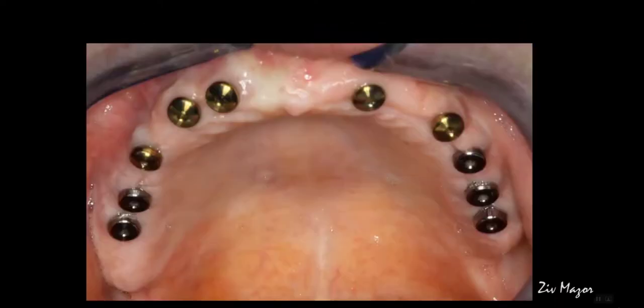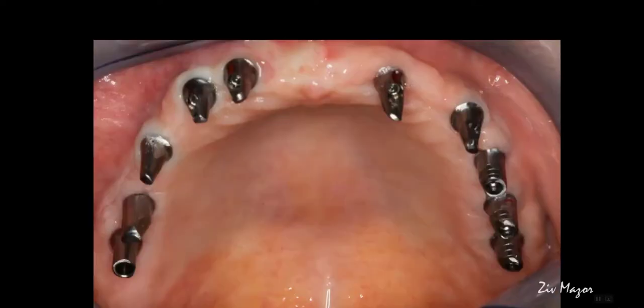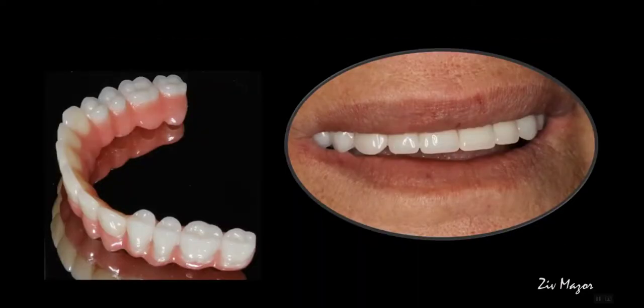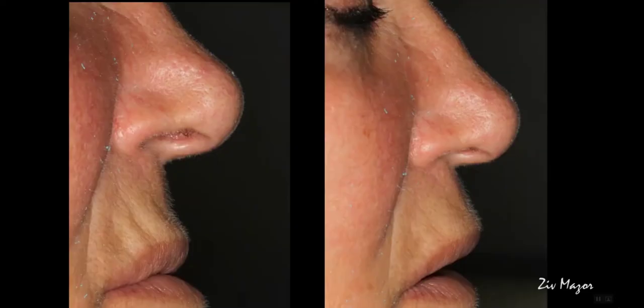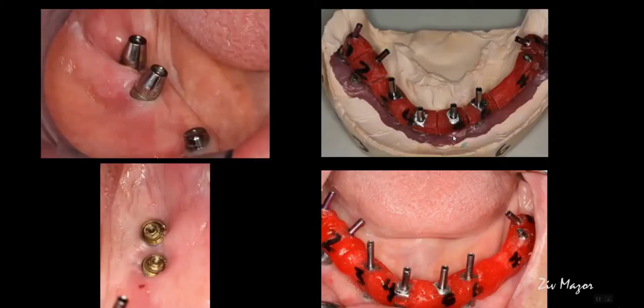Next stage is uncovering of the upper implants. And in this slide, you can very nicely see that we gained a lot of keratinized gingiva. Now, why did we gain the keratinized gingiva? Mostly because of the use of PRF. So we can seat abutments now and construct a temporary restoration for the upper jaw. And I can tell you that once we gave the patient the upper temporary, she was so happy.